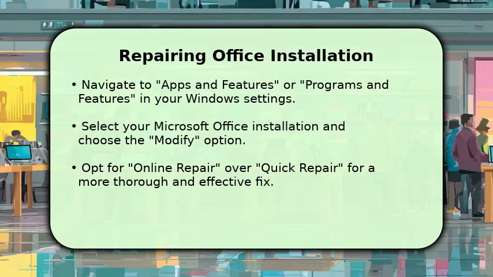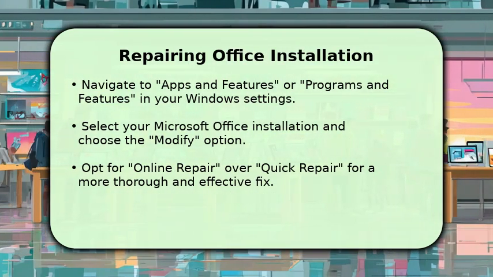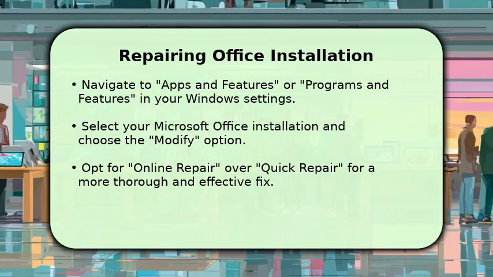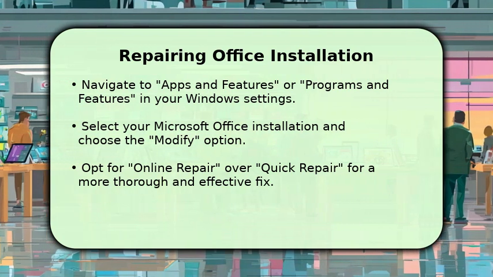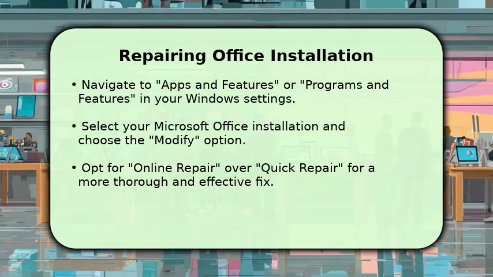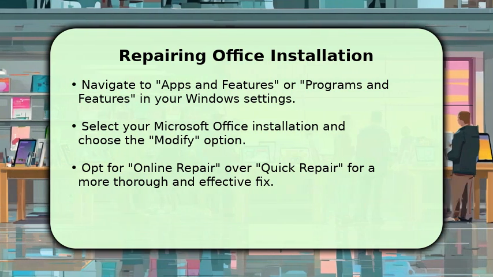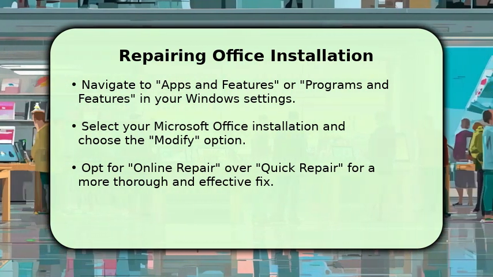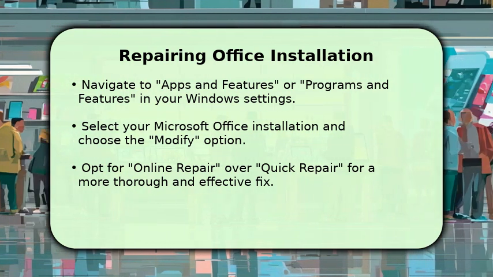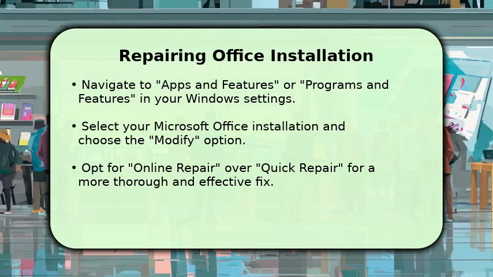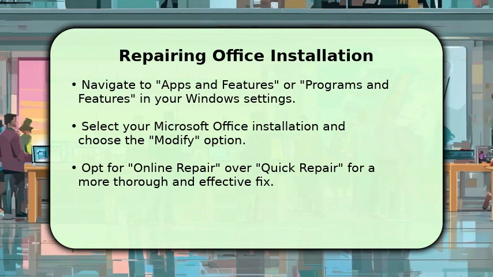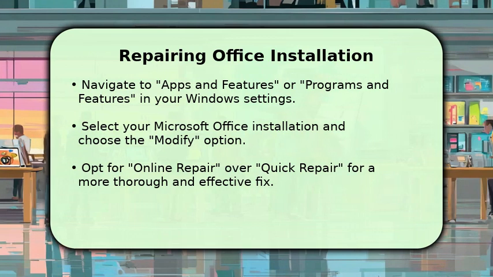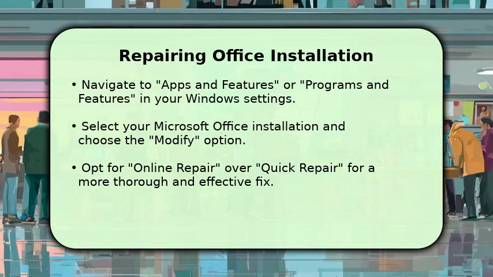If the initial checks don't resolve the issue, the next step is to repair your Office installation. Head over to your Windows settings, then find Apps and Features or Programs and Features. Locate your Microsoft Office entry, click on it, and select Modify. You'll typically be given two options, Quick Repair and Online Repair. We highly recommend choosing Online Repair as it downloads fresh installation files and performs a more comprehensive fix, which is often necessary for persistent errors like 02048.